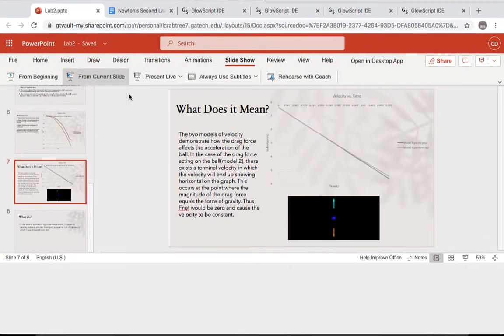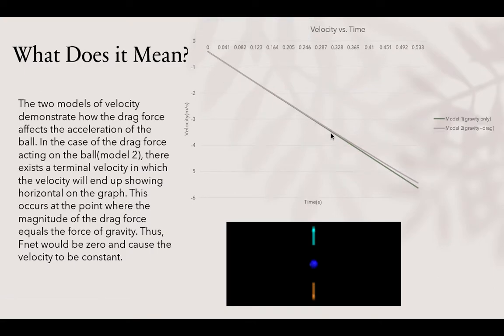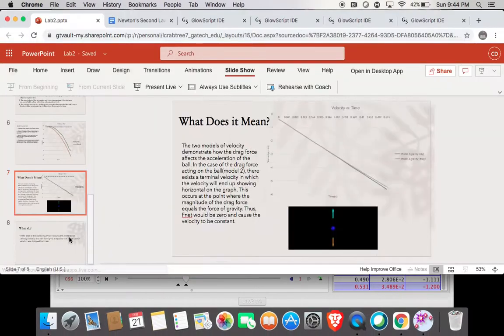And here is the graph of the velocities of the two models. Model 1's velocity stayed at a constant slope, meaning a constant acceleration. However, Model 2's starts to deviate, and that's because eventually Model 2 has a terminal velocity, and that is when the drag force equals the magnitude of the gravity, and so the F net becomes 0, and the ball is then moving at a constant velocity, because Newton's first law states that if any object is at an F net of 0, that means it's either at a constant velocity or it's at rest.